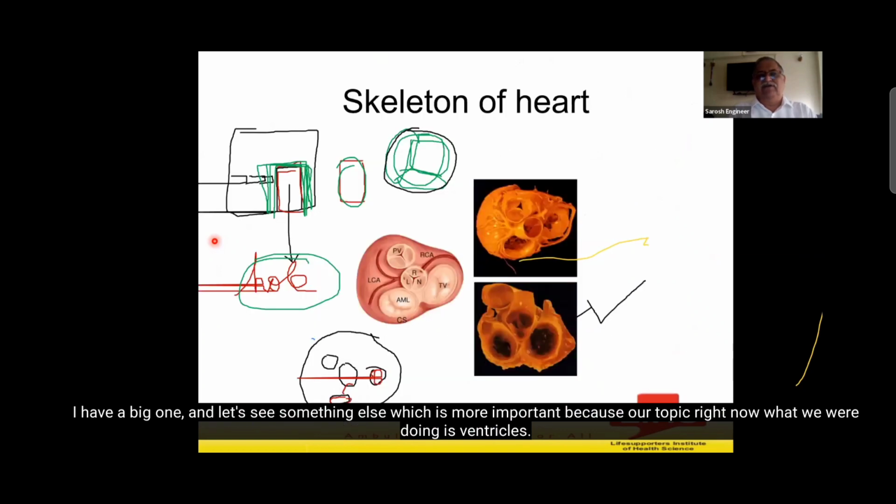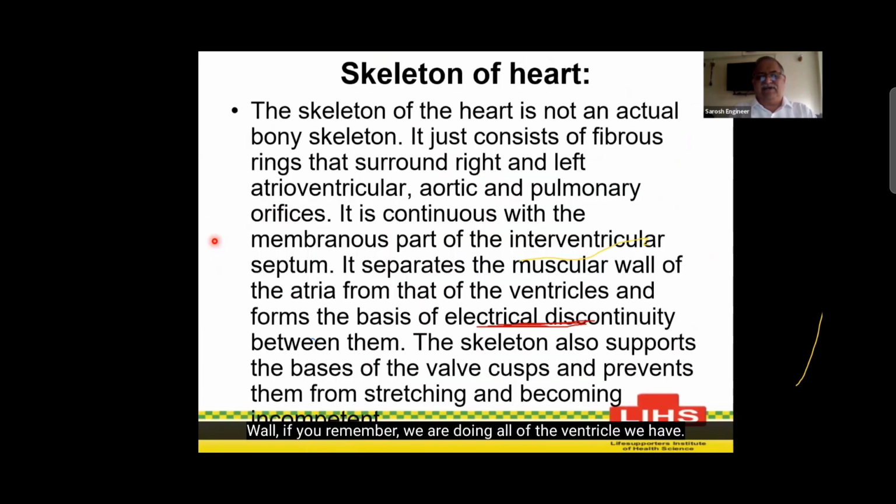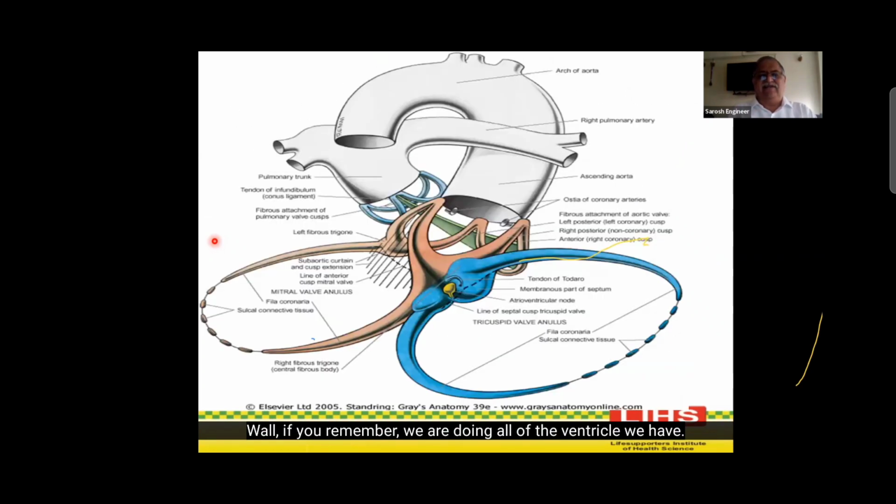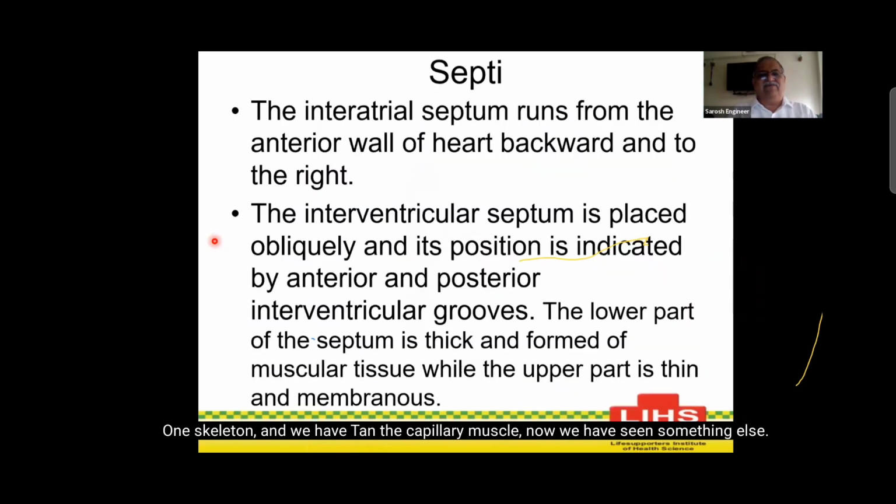Let's see something else, which is more important, because our topic right now is the ventricles wall. If you remember, we are doing walls of the ventricle. We have done the skeleton and the papillary muscle. Now we are seeing something else: the interatrial septum, which is not important for us. It's not important. Just for writing, we have written. Just for reading, we are reading.